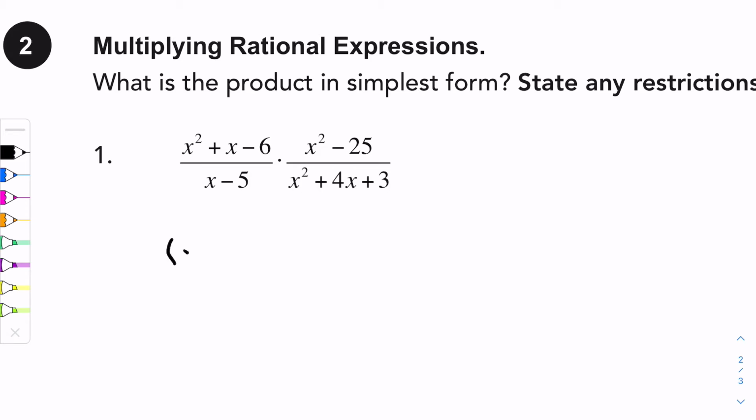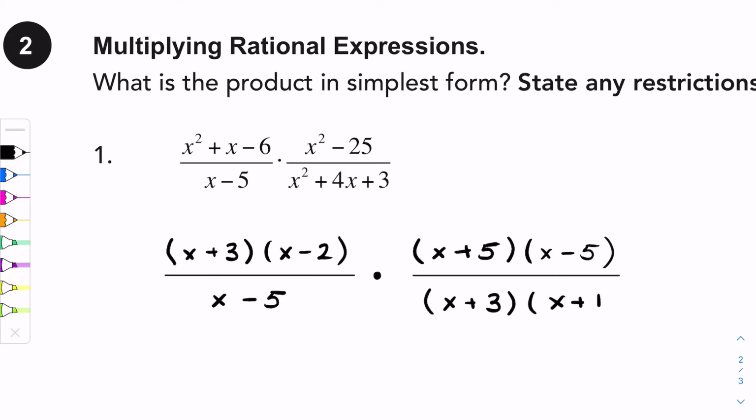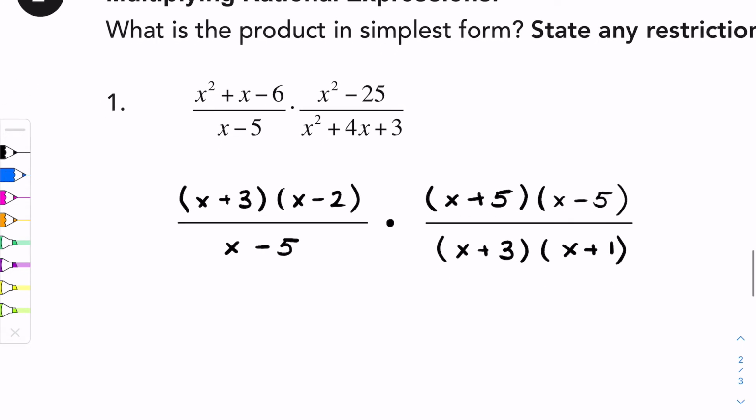Our first numerator is going to become x plus 3 times x minus 2. And the first denominator is not factorable, so it will remain as x minus 5. We are multiplying this by x plus 5 times x minus 5. That is the factored form of x squared minus 25. And our second denominator factors to x plus 3 times x plus 1. So this was step 1. Step 1 is to factor.